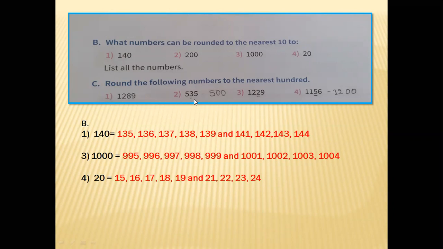Next, second one, 535. See, in the tens place, 3 is there. So, it will change to 500. 5 remains the same. And then in the ones place 5 is there. For that place, you have to put 0. The third one also you have to write.